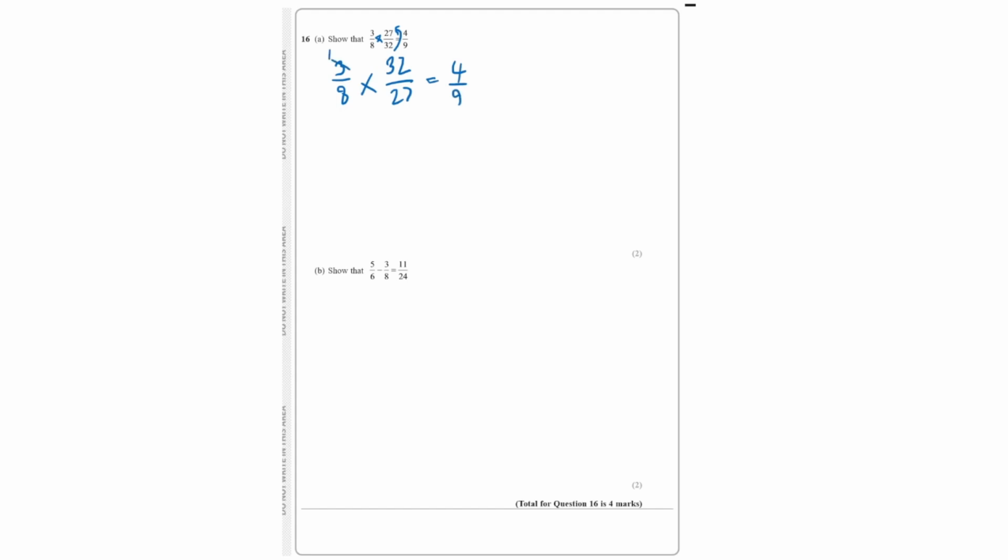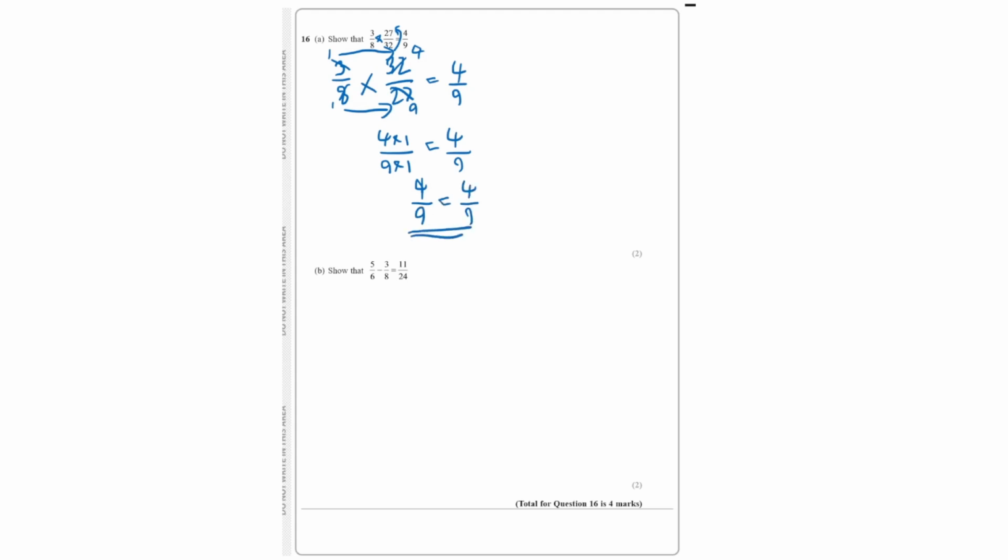So 3 divided by 3 is 1. 27 divided by 3 is 9. Same for 8 and 32. The highest common factor is 8. So 8 divided by 8 is 1. And 32 divided by 8 is 4. Now we multiply as is. So we get 4 times 1 over 9 times 1, which is 4 over 9.